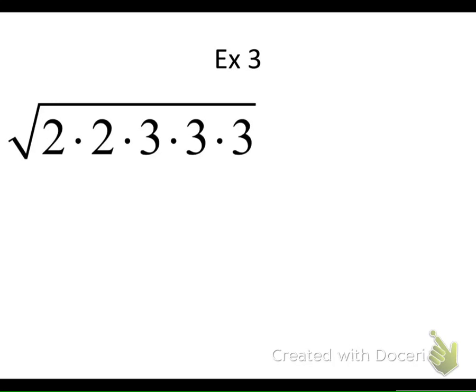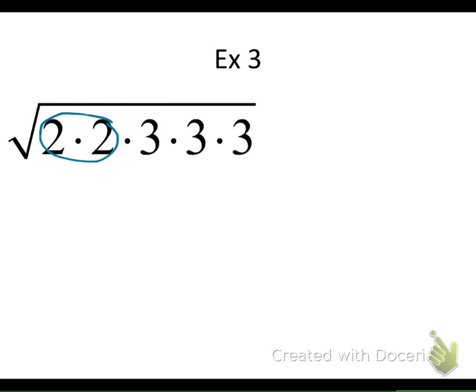Okay, so if you guys remember, square and square root cancel one another out. So what I want you to do here is circle your pairs. Remember, pairs are groups of 2. So if we go through to circle our pairs, I'm going to circle my 2's, and then I'm going to circle my 3's. Does that work? Yes, no. Why doesn't it work? Because it's not a pair.